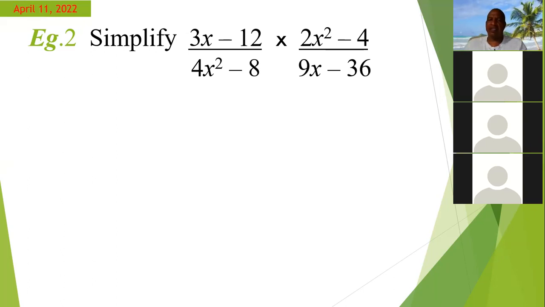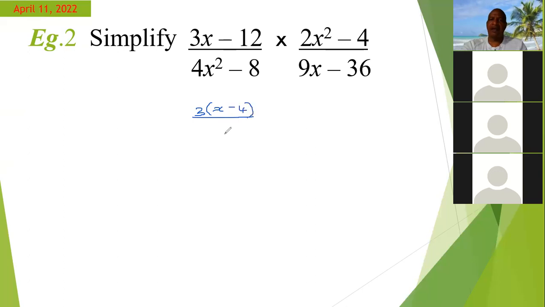So what are the expressions that can be factorized here now? 3x minus 12, sir. All right, so what else? And we can factorize 4x squared minus 8 as well. All of them, sir, as far as we see. All right, so tell us what you would get if you factorize the numerator of the first fraction. We would have a 3, and then x, open brackets, x minus 4.